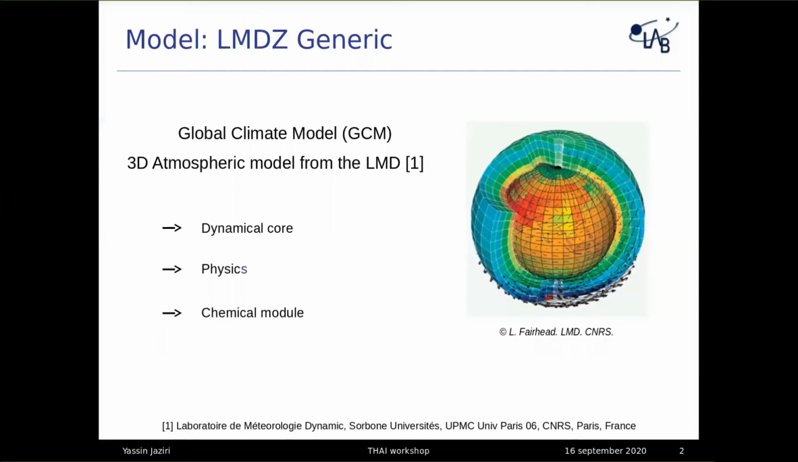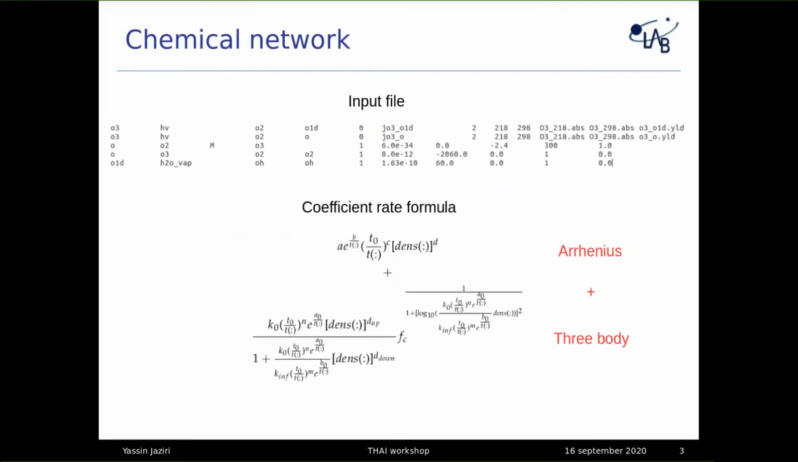So the model we are using is LMDZ generic, and the way I like to split this model is into three parts: the dynamical core, the physics part where more or less all the radiative transfer processes are done, and the last part where we will focus on the chemical module. Our goal was to make it really flexible to simulate different kinds of exoplanets. And for that, the first step was to think about the input chemical network.